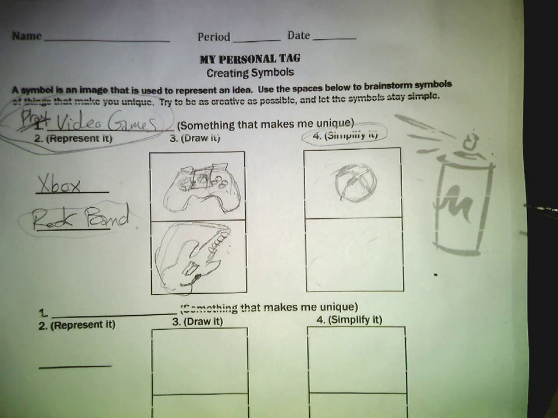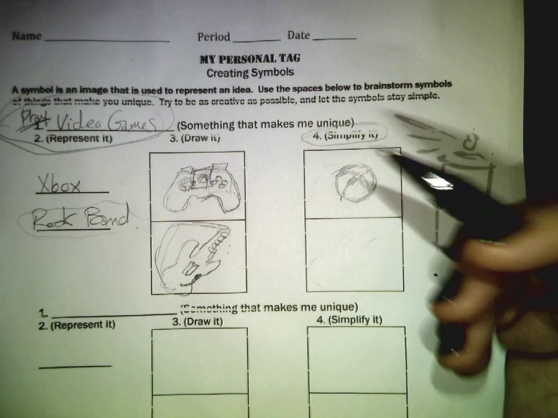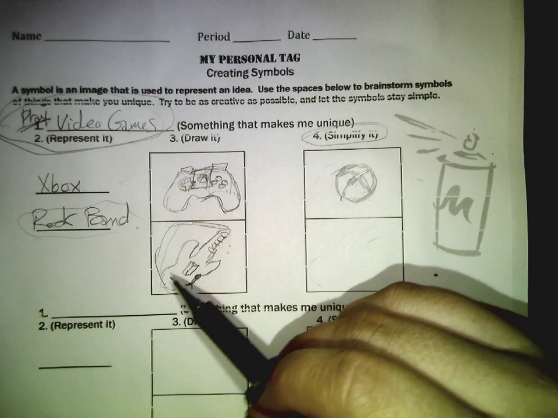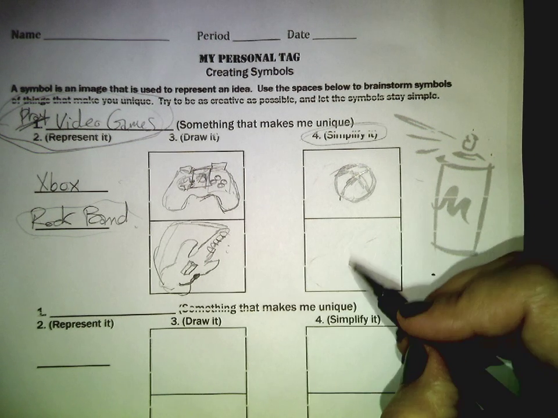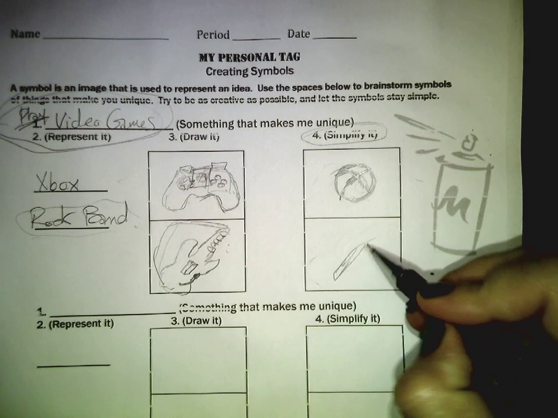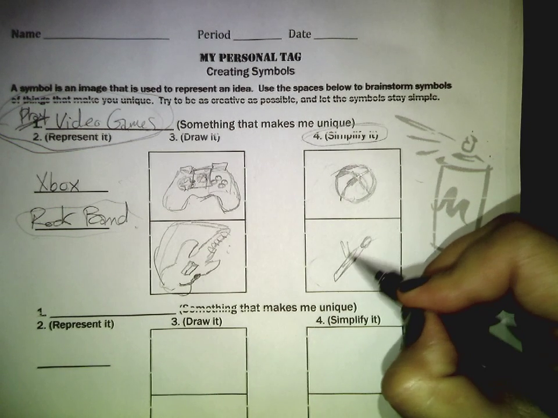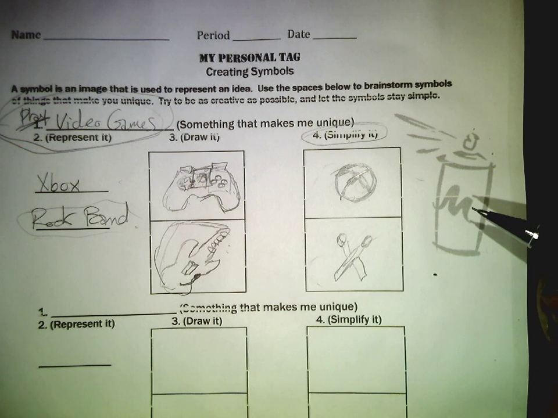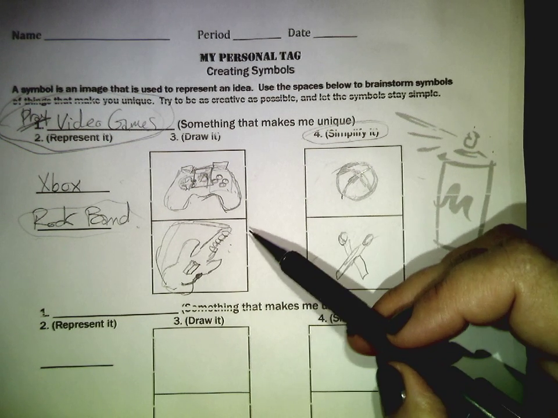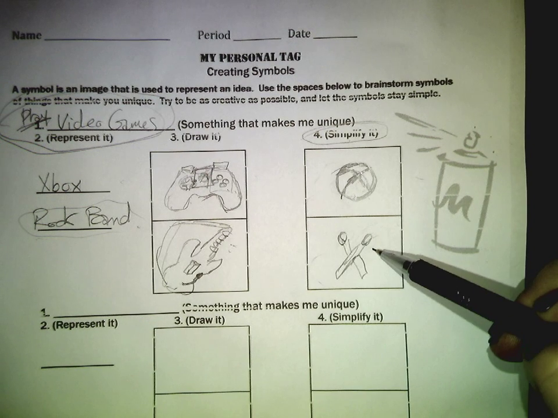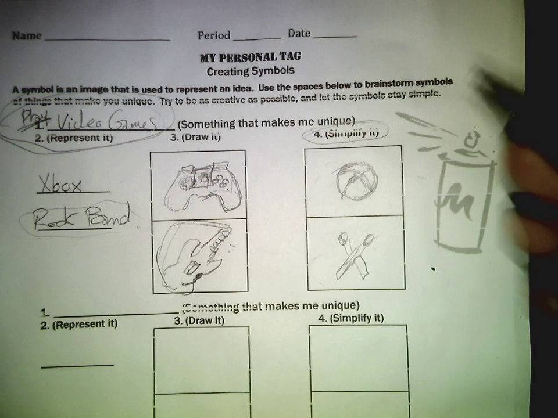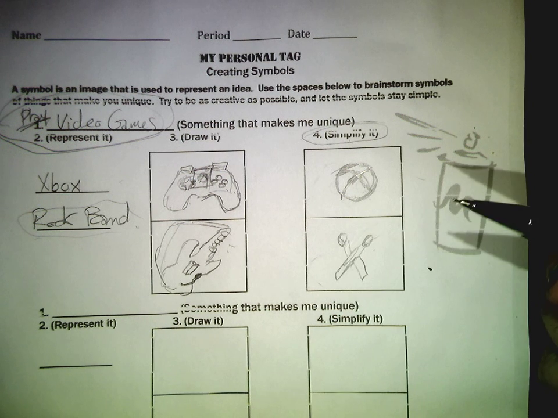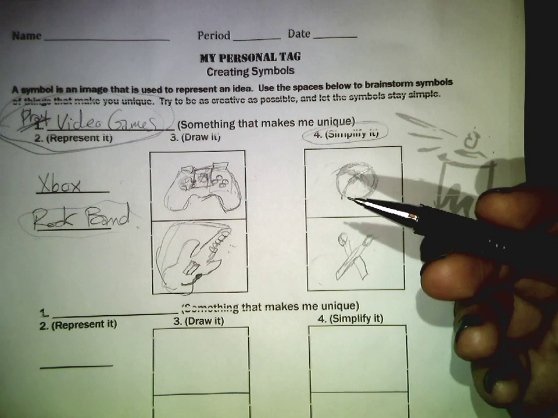So now, this is something that I see a lot of when people are working. So, what if I went from a Rock Band controller to a pair of drumsticks? What happened? This is what I call apples and oranges. Are apples and oranges both fruit? Yes, apples and oranges are both fruit, but they're not the same fruit.